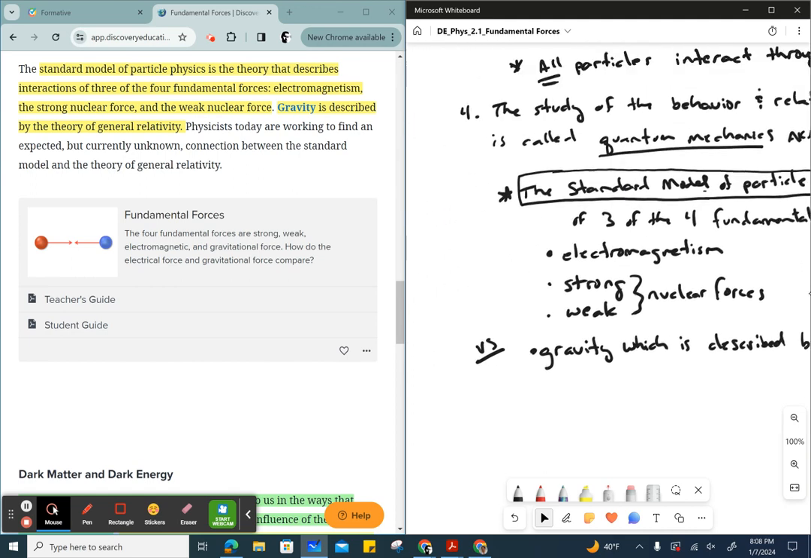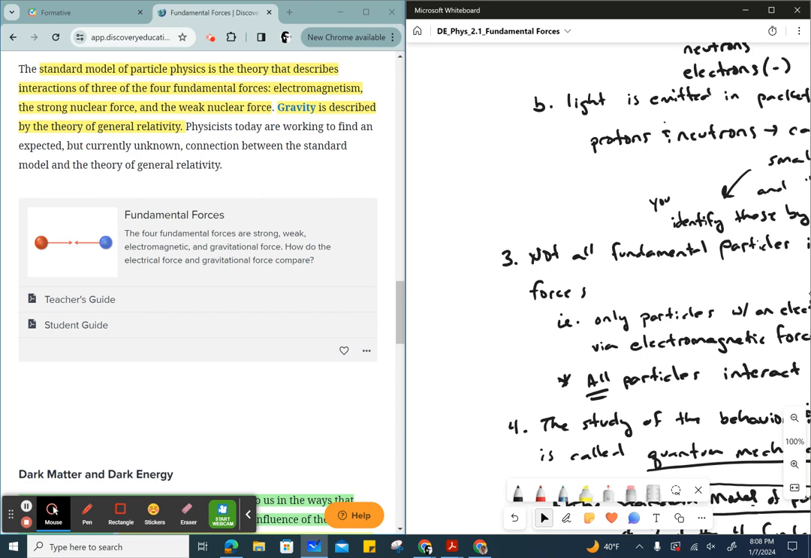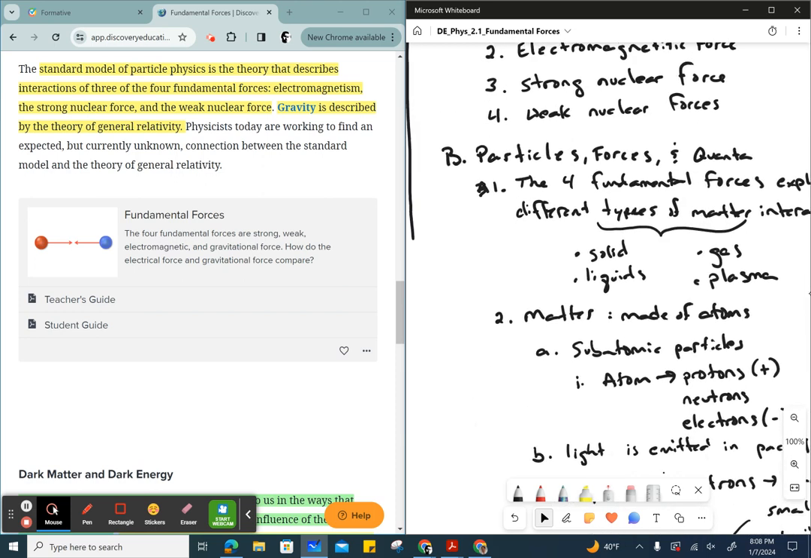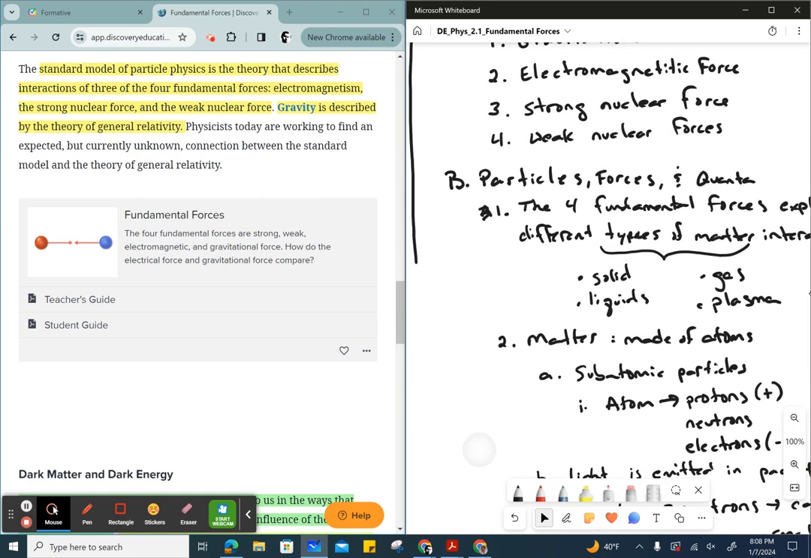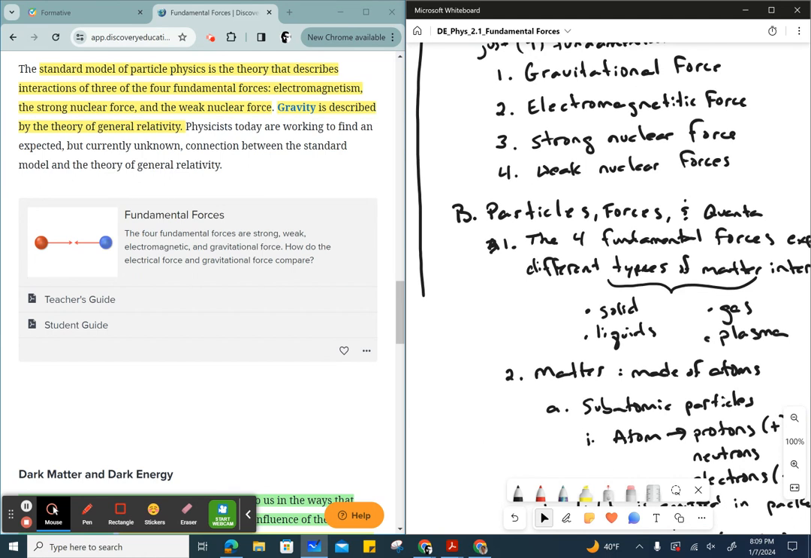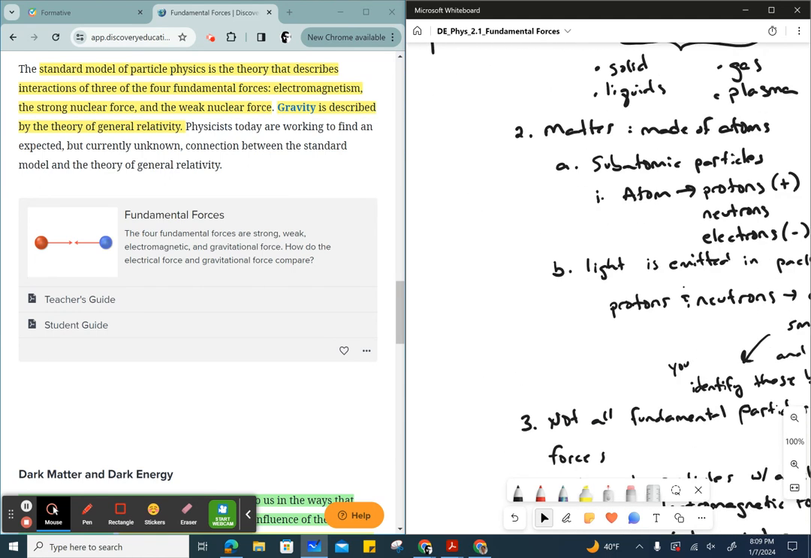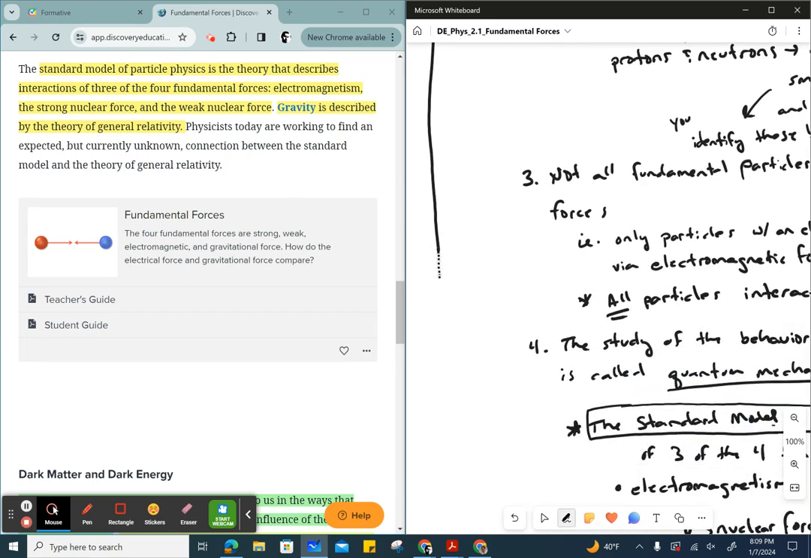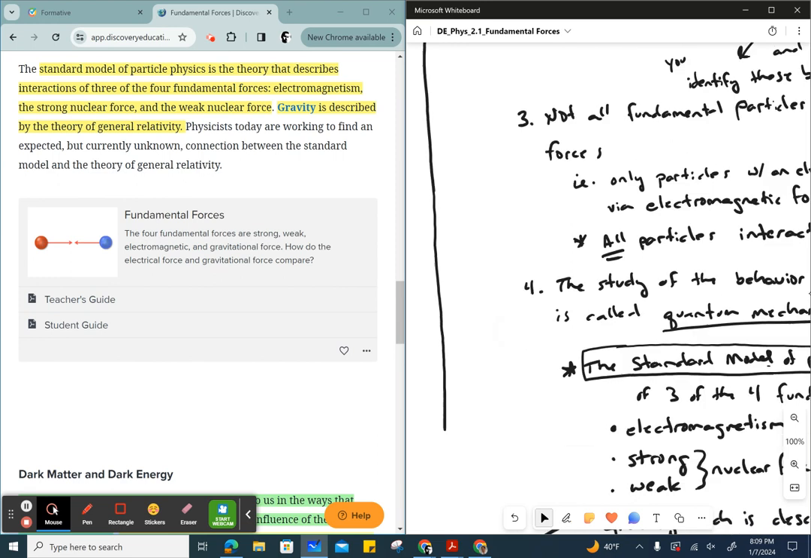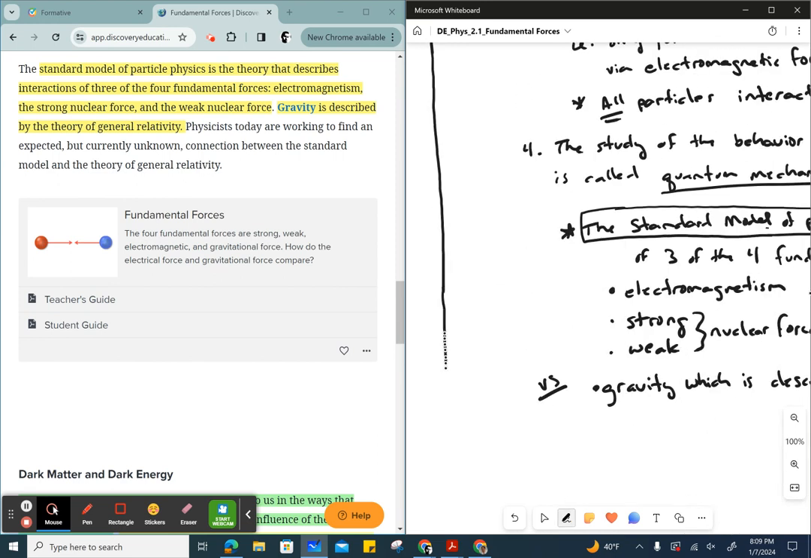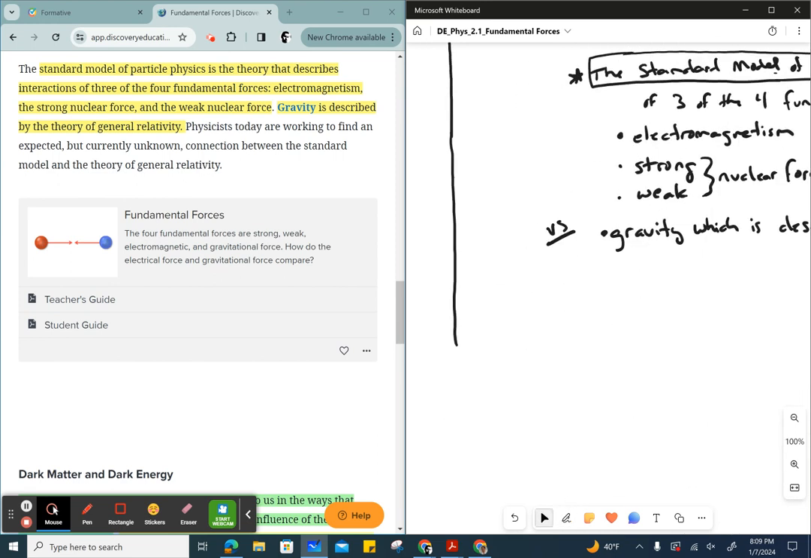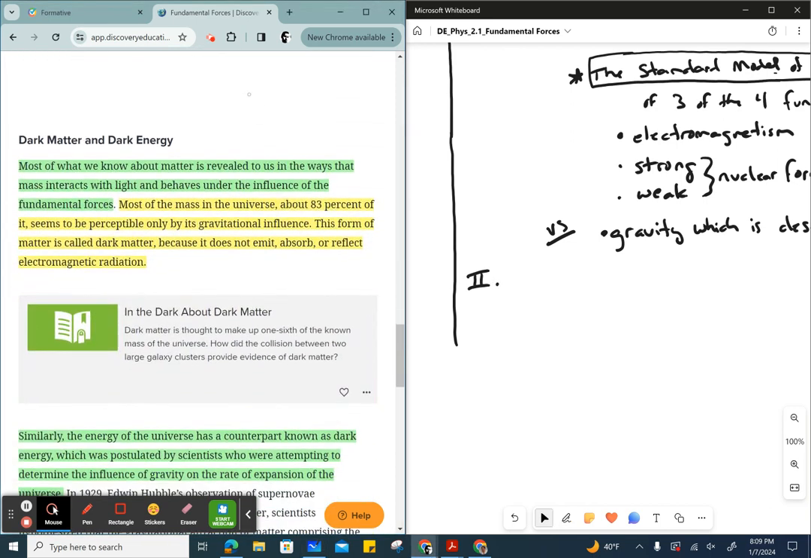Where are we at here? We've done 1, 2, 3, and 4. We've been talking about particle forces and quanta. We've been talking about 4 forces. Let's make this Roman numeral 2, okay? Quite a bit of information, I guess, for an overview. And again, this is just a survey.